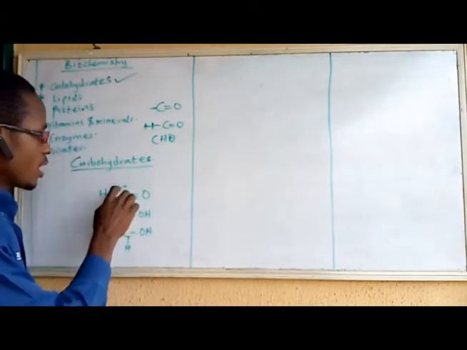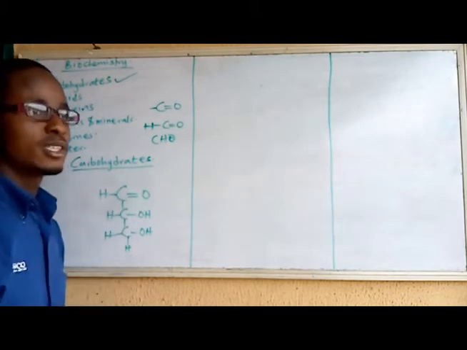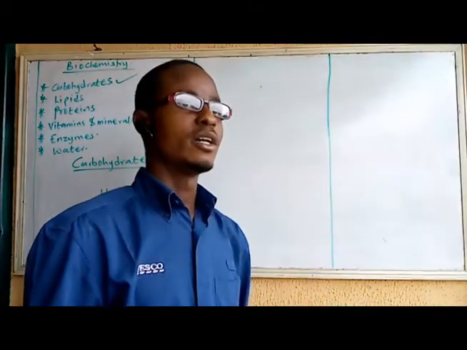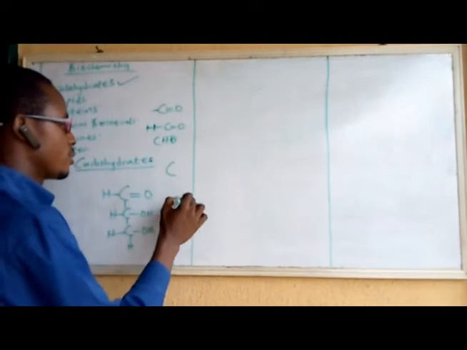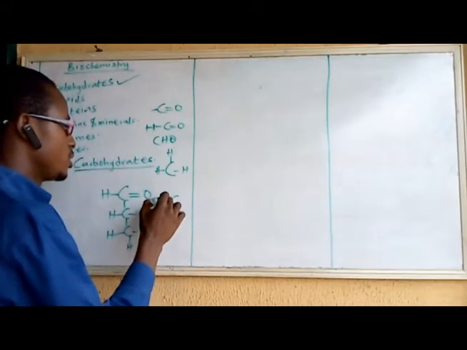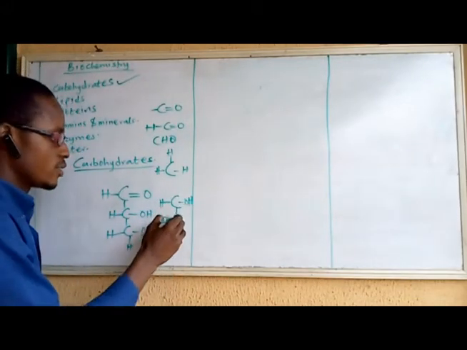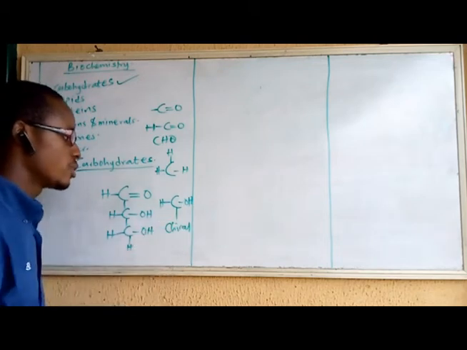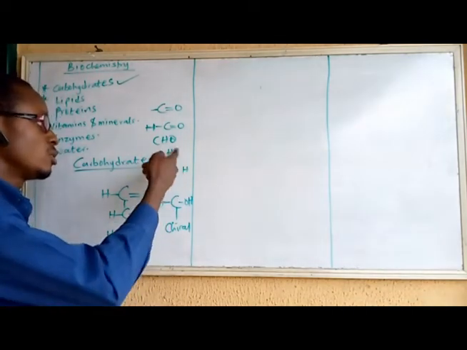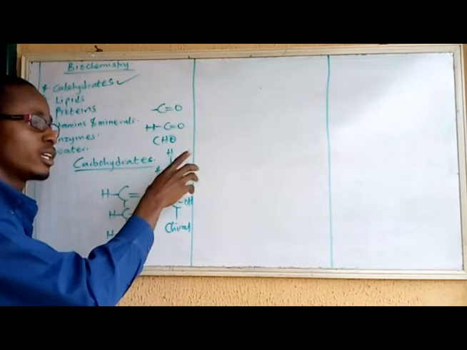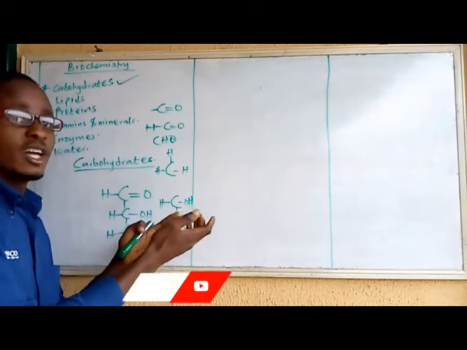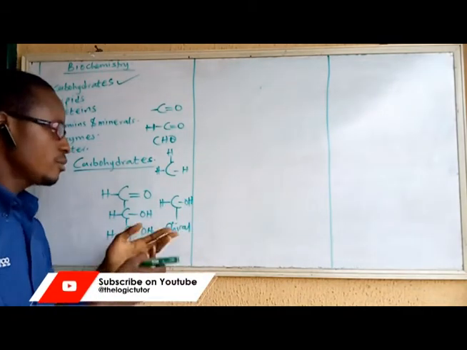Now, each carbon present in these carbohydrates is a chiral carbon. What do I mean by chiral carbon? If I have a carbon C connected to hydrogen, and another one connected to hydrogen and OH, this one is regarded as a chiral carbon. Why? Because it is connected to two species of atoms other than H, while the other one has only one type of atom, hydrogen, attached to it. So it's called a chiral carbon.